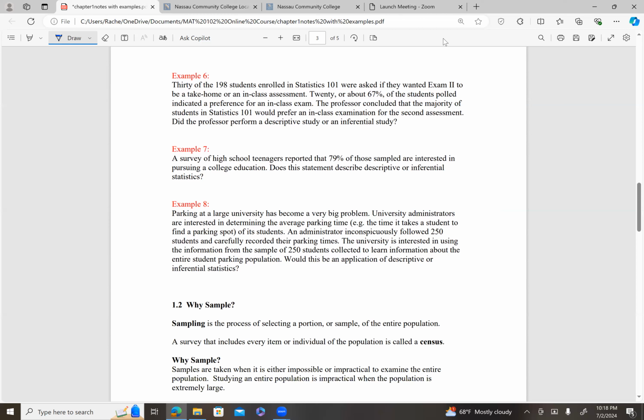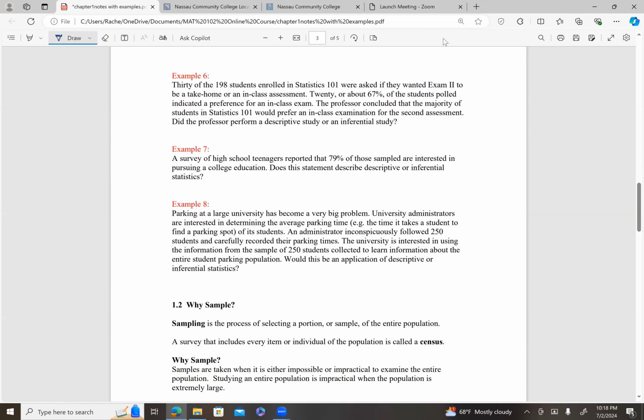So let's kind of go back to the beginning. So it says 30 of the 198 students were asked if they wanted exam 2 to be take home or not. So that 30 is considered a sample. So of that sample, 67% said that they would prefer an in-class exam. Now, if we were to just stop the question there, this would be an example of descriptive statistics, because that 67% is just describing the percent of the sample that would prefer an in-class exam.